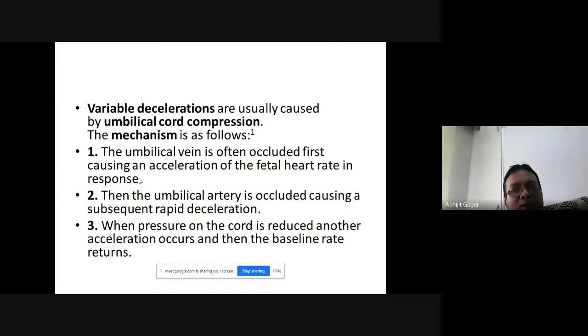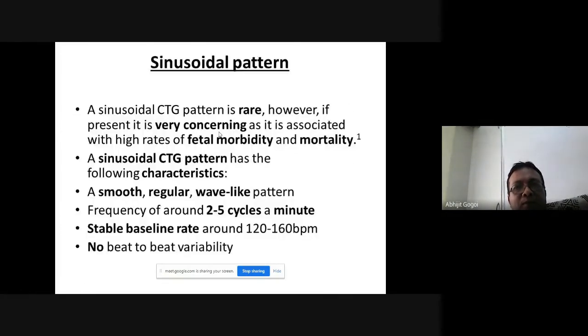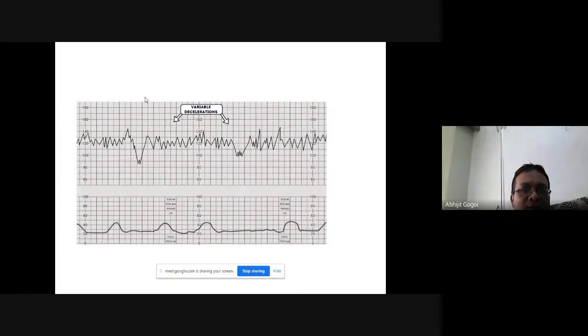So whenever there is any cause of cord compression, you remember, very commonly umbilical cord compression, then the heart will behave like this. Variable deceleration occurs in cases of umbilical cord compression. It's not falling at the time of uterine contractions.